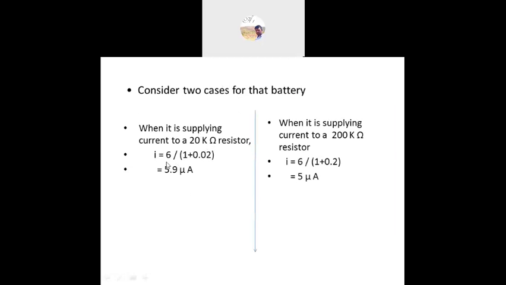In the voltage source we are taking V equal to IR. Here I is equal to V by R. So the voltage is 6 and the resistance is what we have taken. So here we're getting 5.9 microamperes.